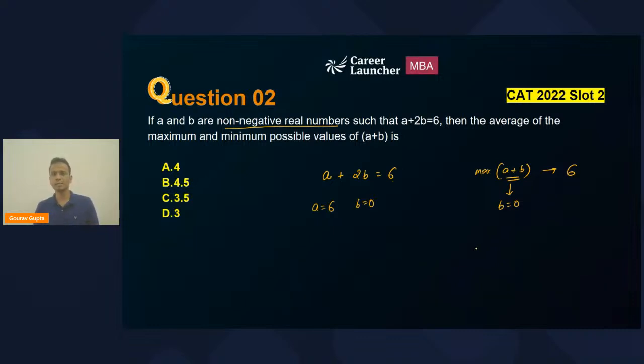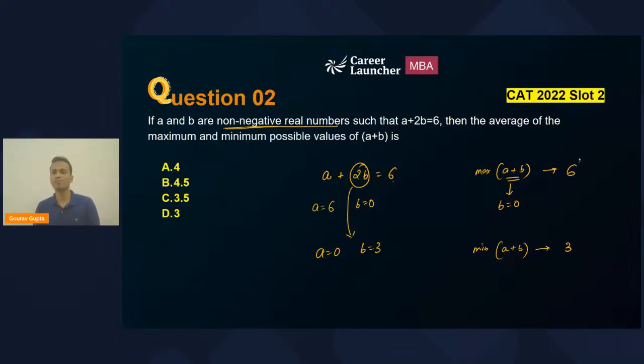Done. Now similarly, I want to minimize the value of A plus B. To minimize the value of A plus B, the coefficient of B is 2. So I'll be able to reduce the value of B by substituting the value of A as 0. This is very important. Non-negative real numbers. So if we put A as 0, then the value of B comes out to be 3. So I minimized the value of this expression by making it completely dependent on B and not on A. So the minimum value is 3.